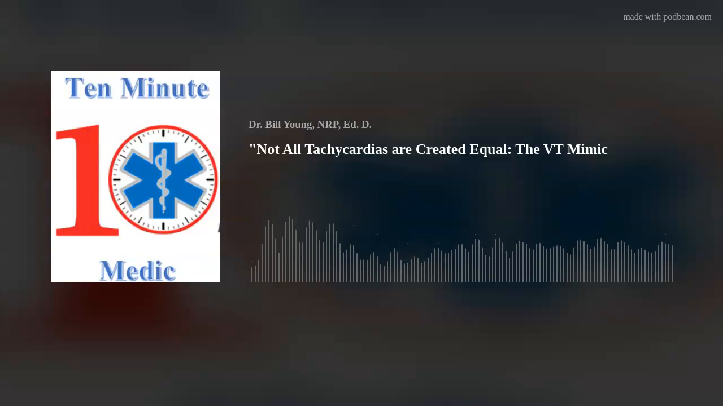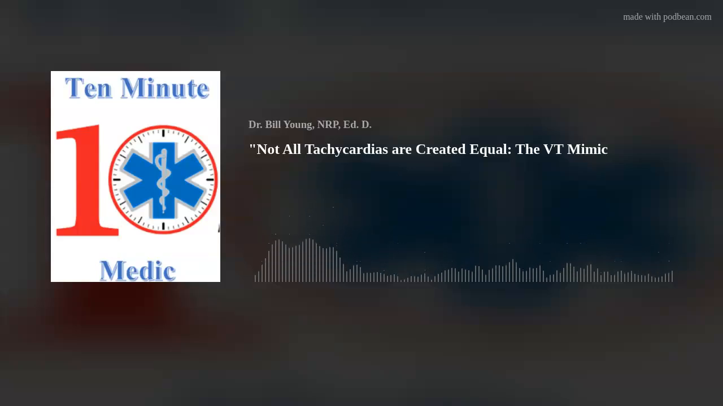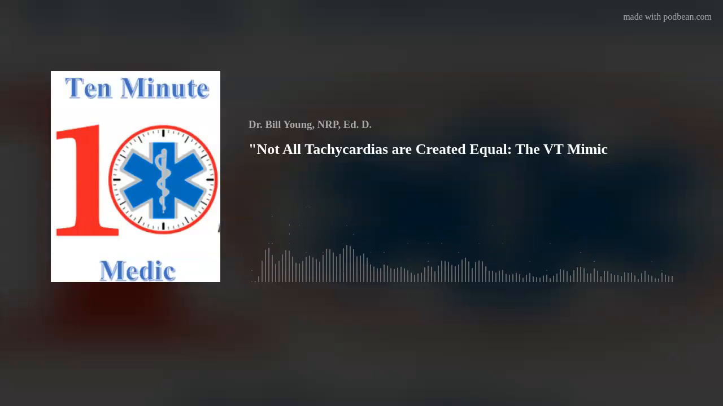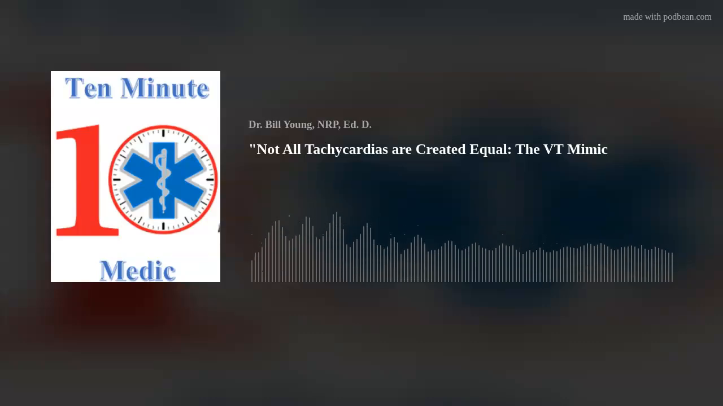Normally, SVT originates above the ventricles, typically in the atria or the AV node. It's characterized by a fast, regular rhythm, but usually with a narrow QRS. Aberrancy changes this. Here's how. If a bundle branch, which helps to carry the electrical signals to the ventricles, has a delay or blockage, the signal takes longer to reach the part of the heart, widening the QRS complex.